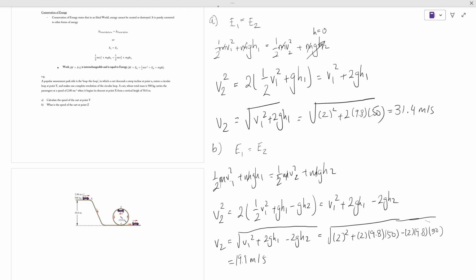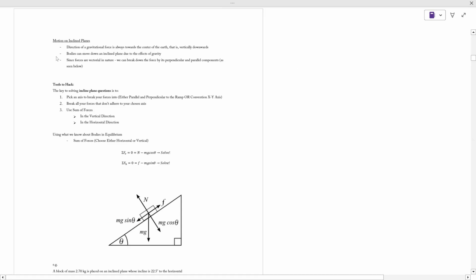Cool, hopefully that makes sense. So next is motion on inclined planes. Effectively, an inclined plane is, think of a wedge or a ramp, and you basically have a body on it, right? And obviously due to gravity, it might slide, it might not slide.